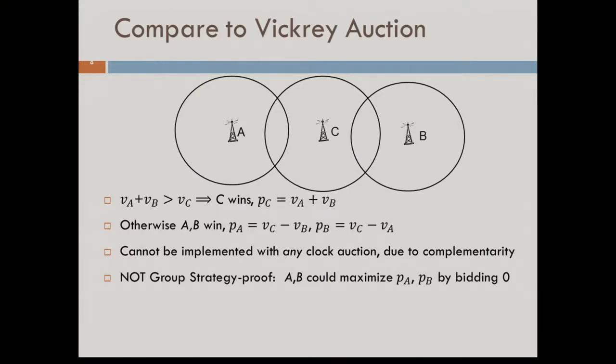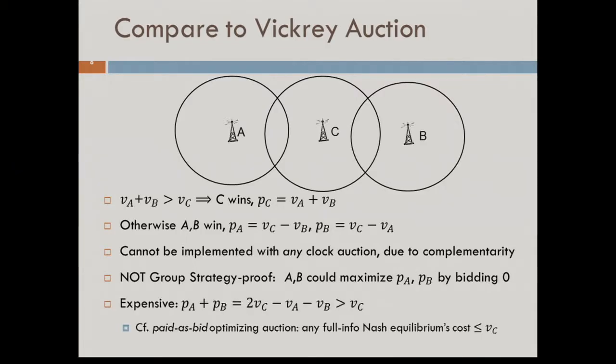Okay, also, this is not group strategy-proof. Why? Because stations A and B, when they win, could make sure that they get the maximum possible prices by bidding 0, because they affect how much each other is paid. Also, this could be pretty expensive, because in total, when stations A and B win, they actually get paid more than station C's value. Which seems like, why should they? Because we would just be able to buy station C.